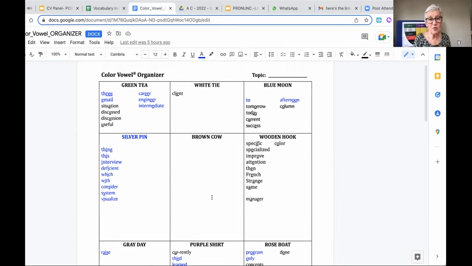So when this individual took those words that he heard and put them in the chart, when I looked at it, I created a video and gave him a feedback video explaining what it was. And I said, listen, when you read this here, green tea, you have three, email, situation, discussed, useful. Those don't belong there. Or the wooden hook. Look what this individual had put there: specific, specialized, improve, attention. Wow. It had not clicked.